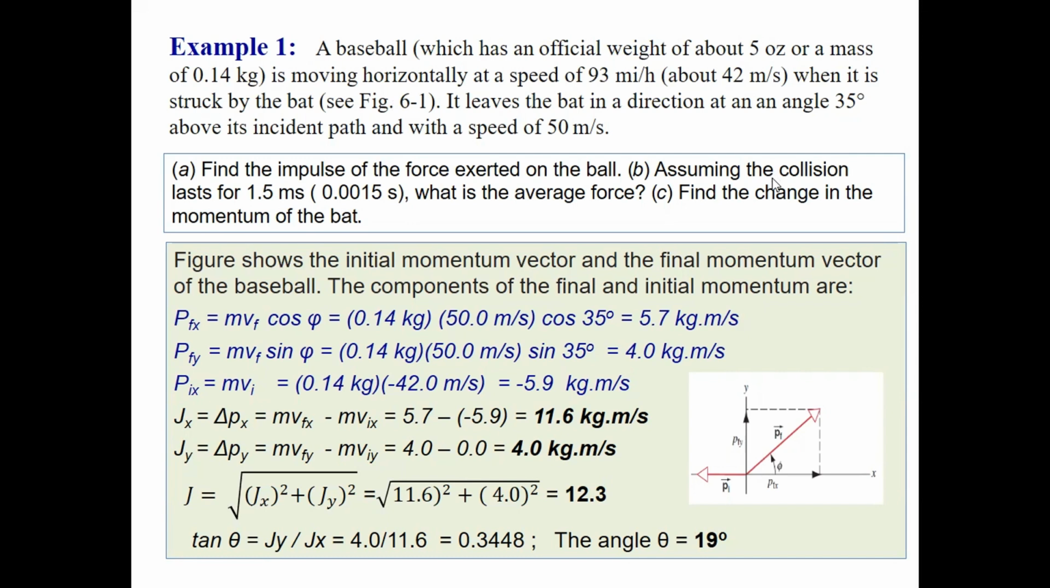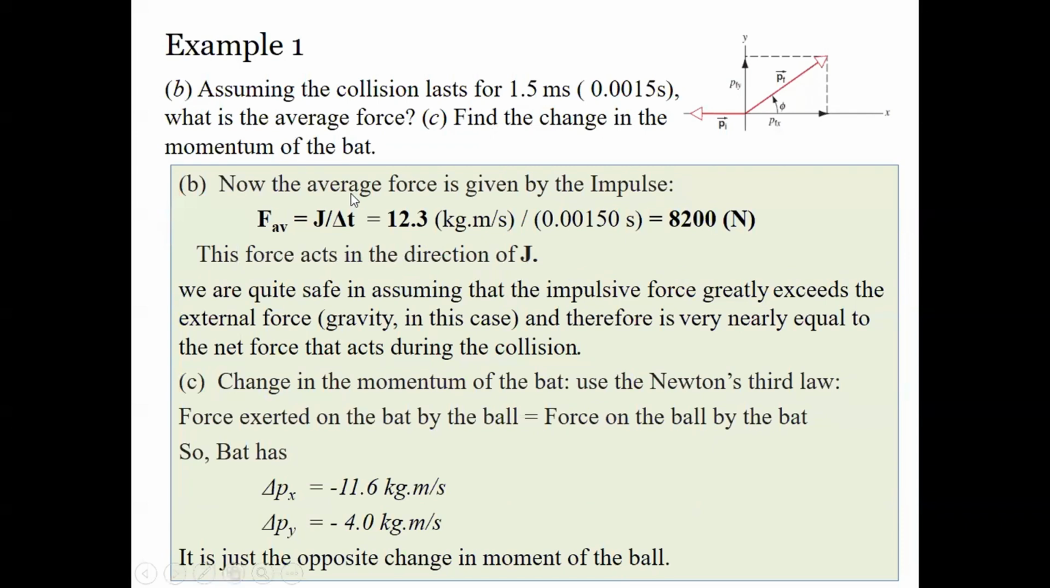Now comes another part where, assuming the collision lasts for 1.5 milliseconds, what will be the average force? So we move forward, and now the average force is given by the impulse. The average force is equal to impulse divided by delta t. Now we know the impulse, the vector, it is 12.3 kg meters per second in its magnitude, and divide by the delta t, which is 0.0015 second, and the answer is 8,200 newtons.